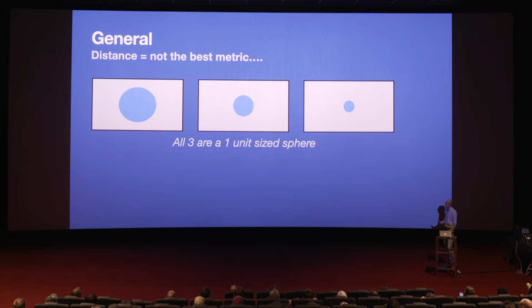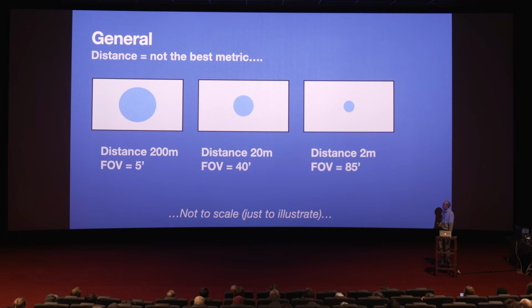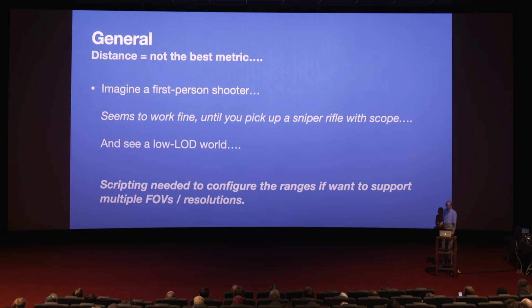Because what's happening here, all three virtual monitors, all three of these blue spheres are 1 unit size. So intuition says, okay, left one is the closest and right one is the furthest away. Well, not so fast. It depends on the field of view of the camera. What lens are you using, basically? Not to scale, just to illustrate. So what does this mean?